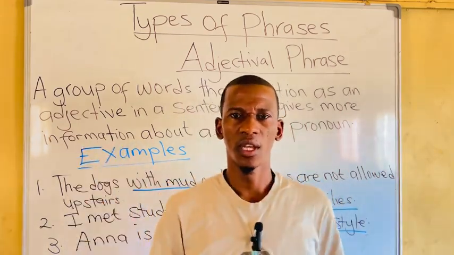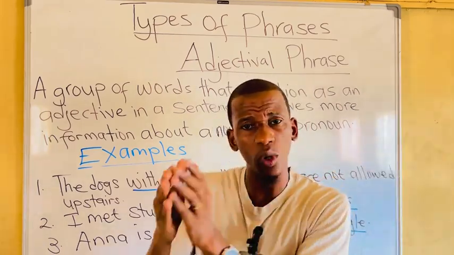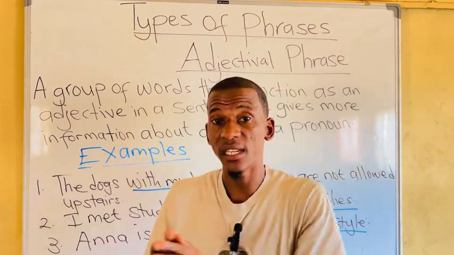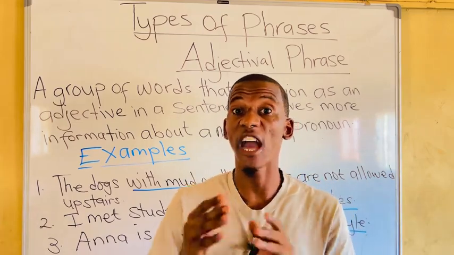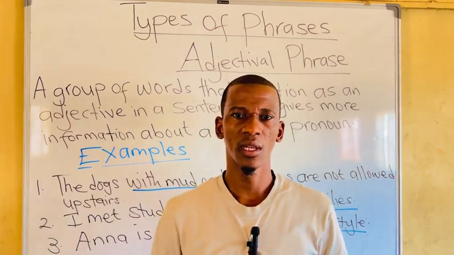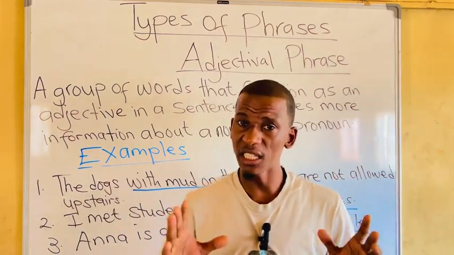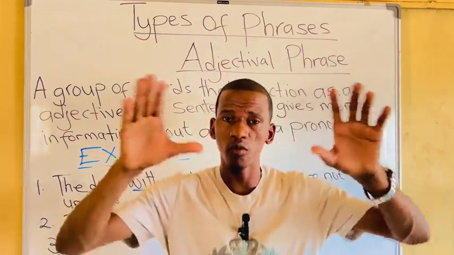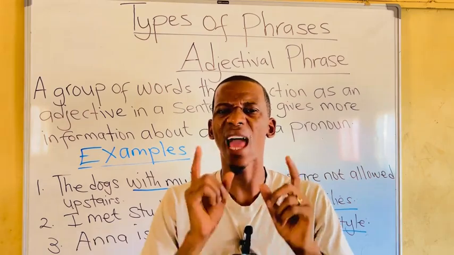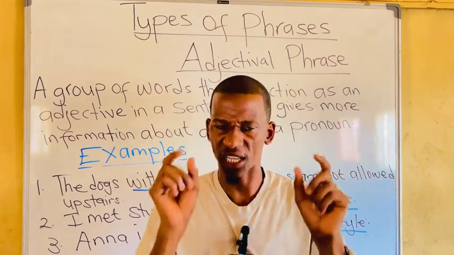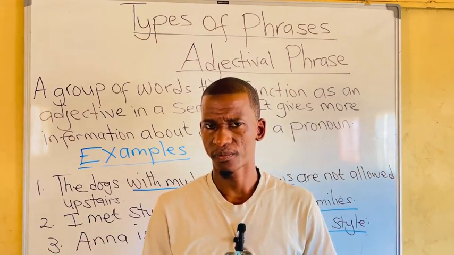What we are trying to say is that if you look at these group of words, they are focusing on a noun. Now, in that case, if we see that these group of words are focusing on a noun, then those group of words become what? An adjectival phrase, because they are focusing on a noun or a pronoun. That is why I have 3 examples here. But basically, an adjectival phrase is a group of words that function like an adjective. They behave like an adjective. That is what an adjectival phrase is.